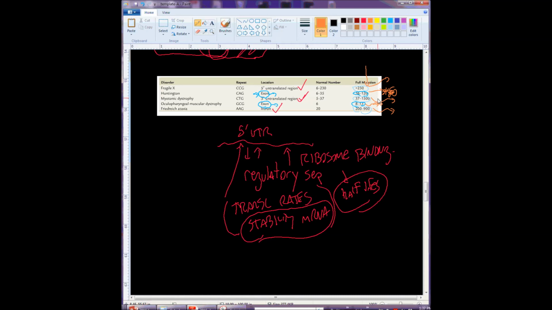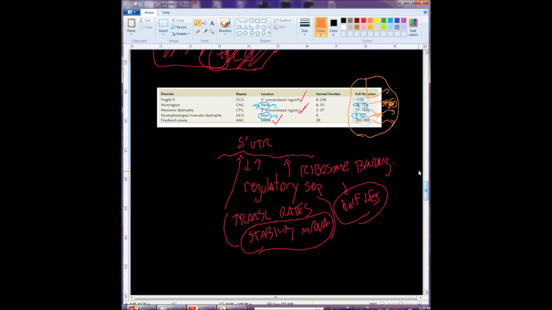Okay, does that make sense? I hope so. So that's just one speculation, that when you're not in a coding region, the repeats have less of an effect on viability. But when you're in a coding region for an important gene, there's only so many repeats that these proteins can take before they become lethal to the organism, in this case humans. Okay, that's just one speculation.